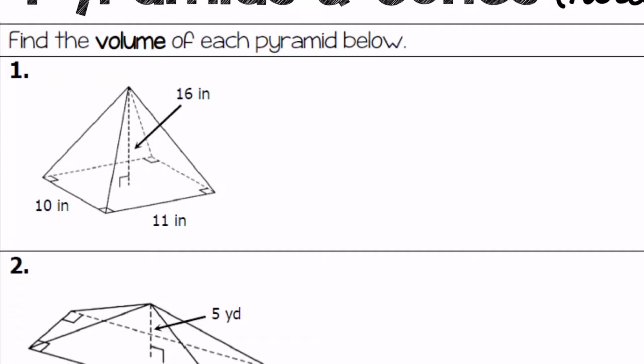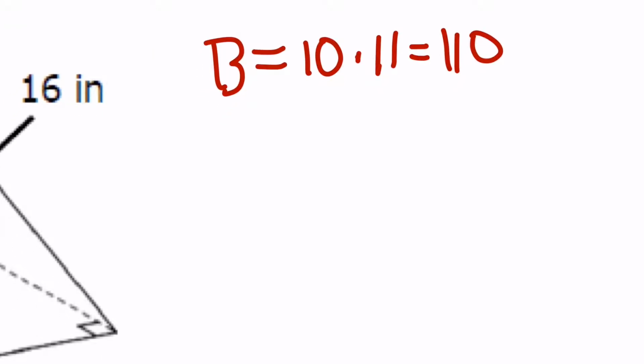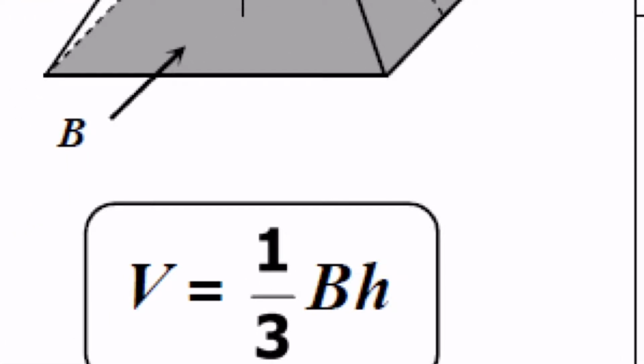So, looking at number 1, since this is a rectangular pyramid, we need to find the area of the base. So the base is equal to 10 times 11. Okay, so 110. And then I plug that into this formula. Volume equals 1/3 base times height.